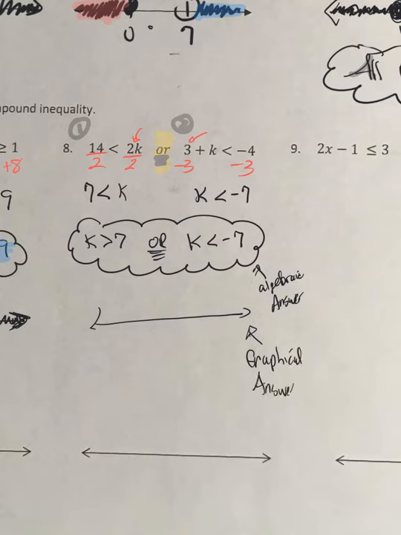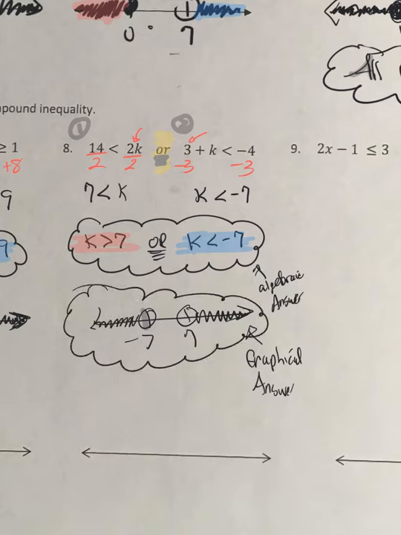So we want all the numbers that are greater than 7 or all the numbers that are less than negative 7. So here's negative 7 and here's positive 7. Make sure you have your numbers on the number line correct. So all the numbers bigger than 7 would be from here forever and ever to the left. And then all the numbers less than negative 7 would be to the left of negative 7. So this is your final answer. This is your graphical answer. And then that is your algebraic answer.